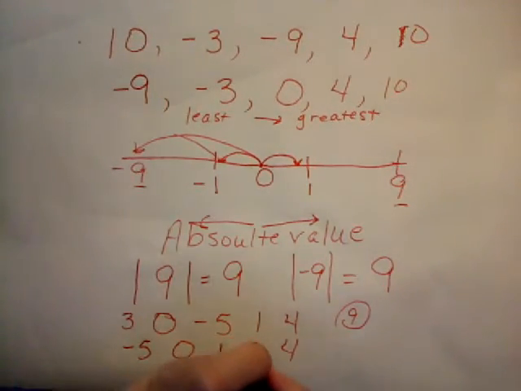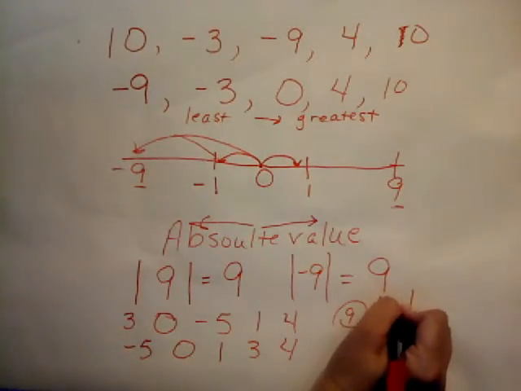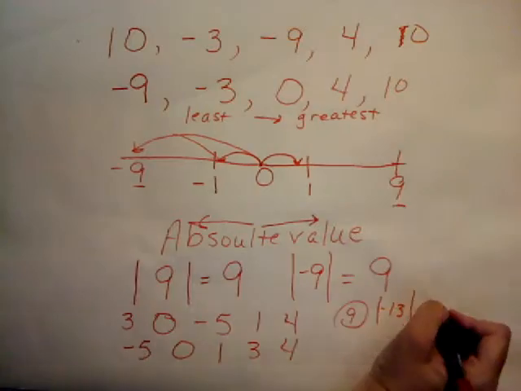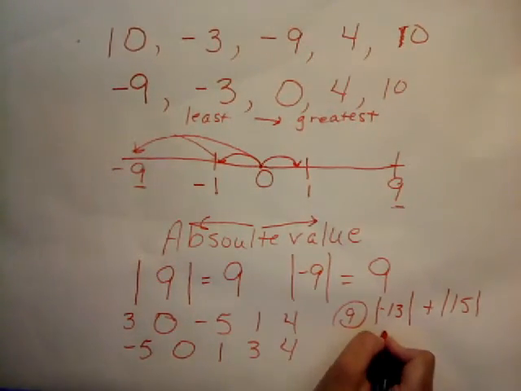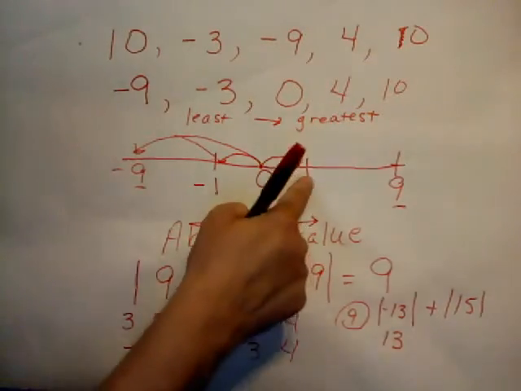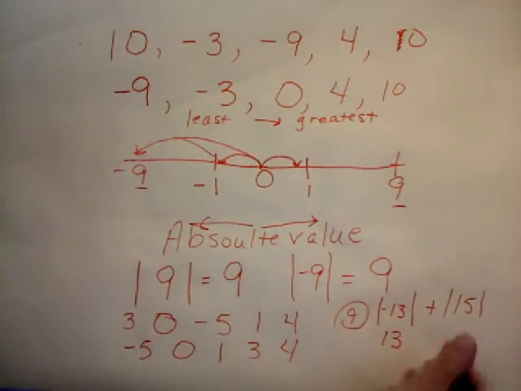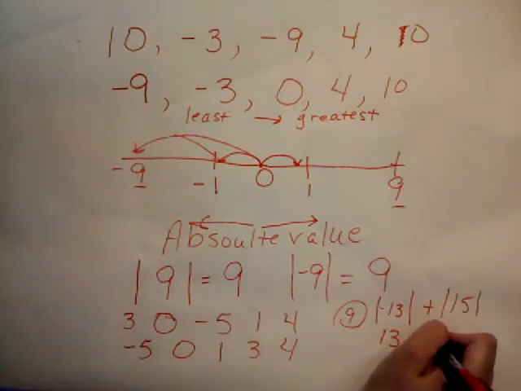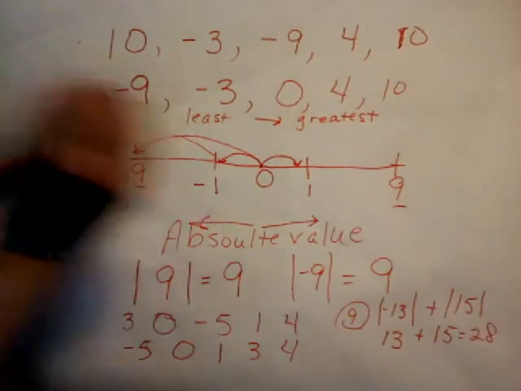And number 9 is written the absolute value of a -13 plus the absolute value of 15. The absolute value of -13 is 13, because how many spaces is it from 0 to a -13? 13. Plus the absolute value of 15. And when I add this up, I would get 28.